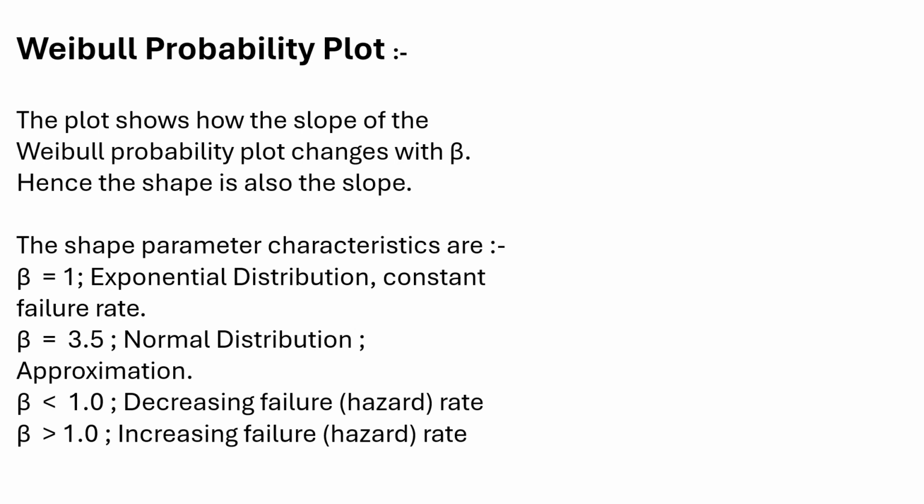Now the shape parameter characteristics are: beta equal to 1 is the exponential distribution, where the object concerned has a constant failure rate. For beta equal to 3.5, it's a normal distribution, an approximation. For beta less than 1, there is a decreasing failure or hazard rate, and for beta greater than 1, there is an increasing failure or hazard rate.